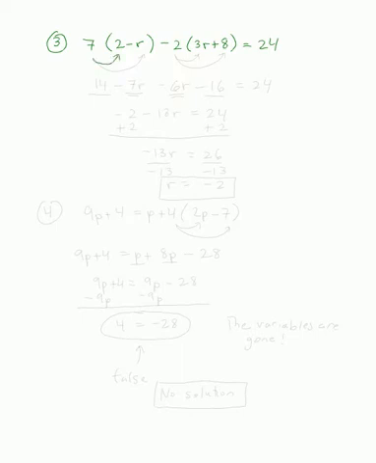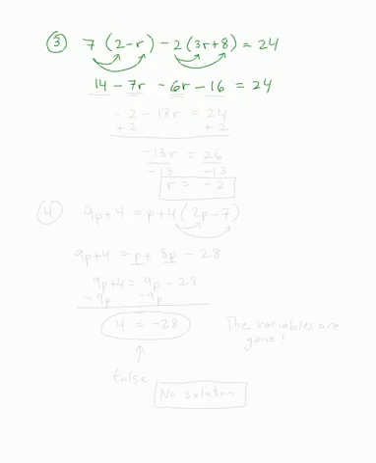7 times 2 is 14. 7 times negative r is negative 7r. Negative 2 times 3r is minus 6r. Negative 2 times positive 8 is negative 16, and that's equal to 24.